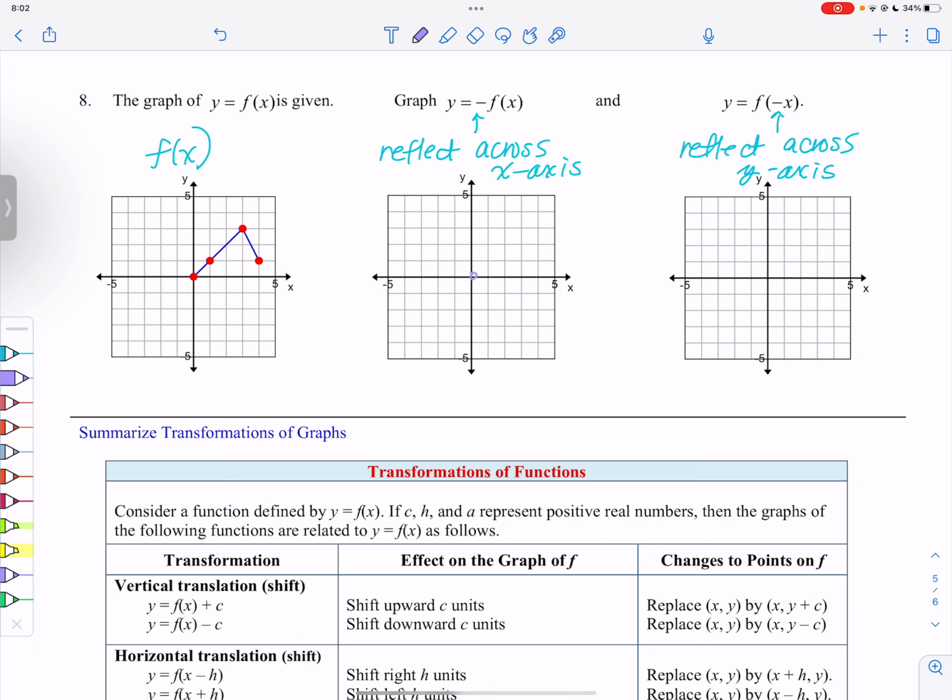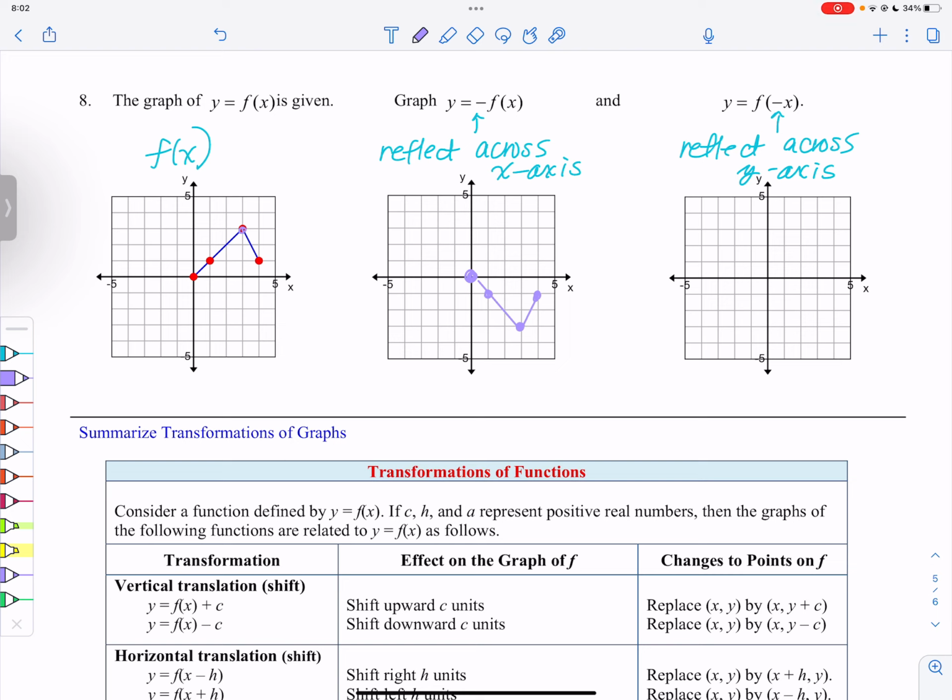So this is going to stay the same at the origin. This point will go there, and what is that point? That is 3, 3. So that is 3, and now we'll have negative 3. And then that's 4, 1, and we'll have 4, negative 1. So we can draw our graph like that, and then like that. So that reflects across the x-axis.